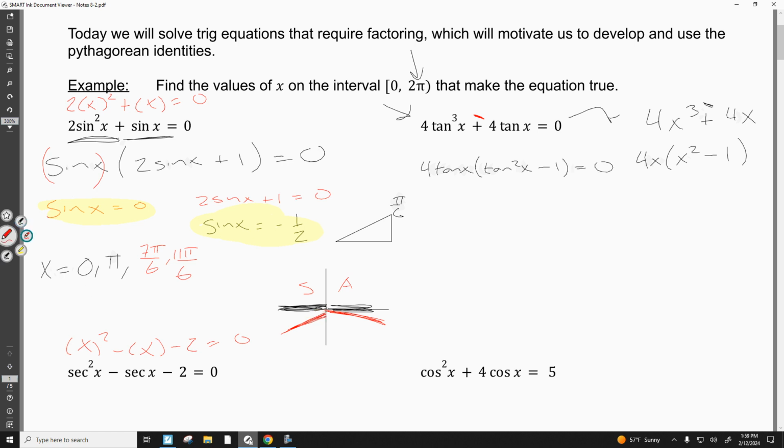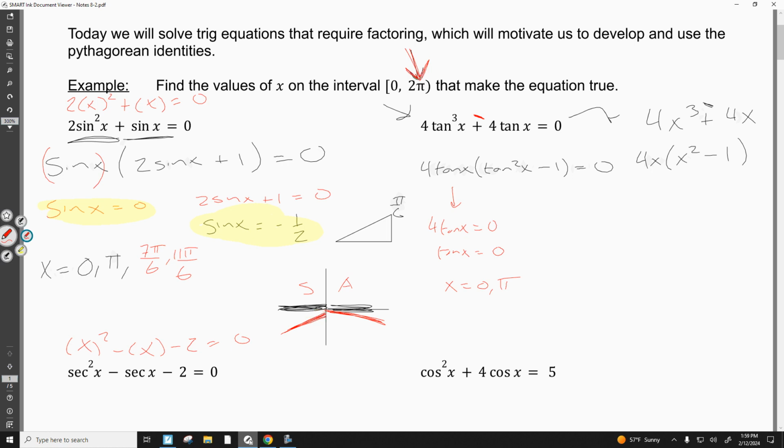Now, 2 equations that we have to solve. 4 tan x equals 0. Well, now I can divide by 4. Dividing by a number is fine. Don't divide by x. When does tangent equal 0? Again, at the horizontals, when your sine is 0 and your cosine is 1 or -1. 0, pi, 2 pi. I'm not going to include 2 pi because it's coterminal to 0. We were told not to.